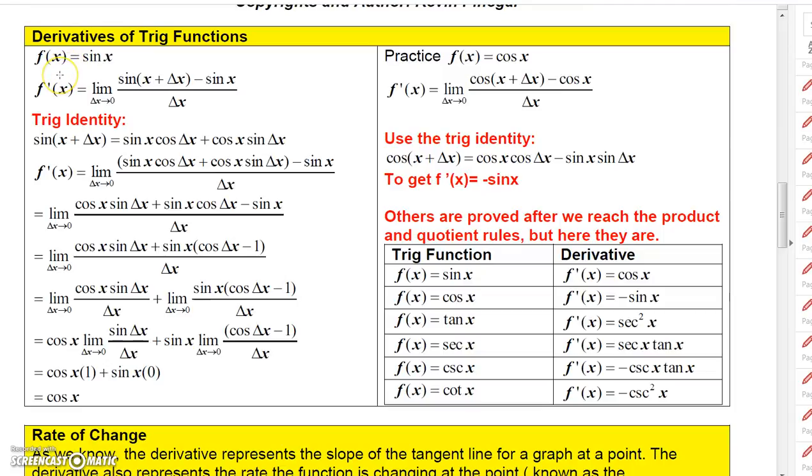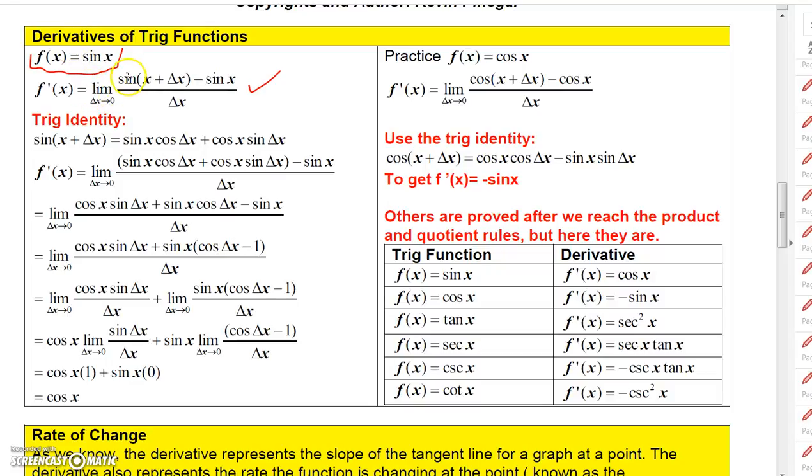To find the derivative of trig functions, I'm going to show you one, and then I'll let you worry about the rest. The derivative of sine x is cosine x, but let me show you how you can get that. You have to use the definition of the derivative. So the definition of the derivative means I take the limit of sine evaluated at x plus delta x, minus sine x, all over delta x, as delta x approaches 0. This is just going back to the definition of the derivative for the function sine x.